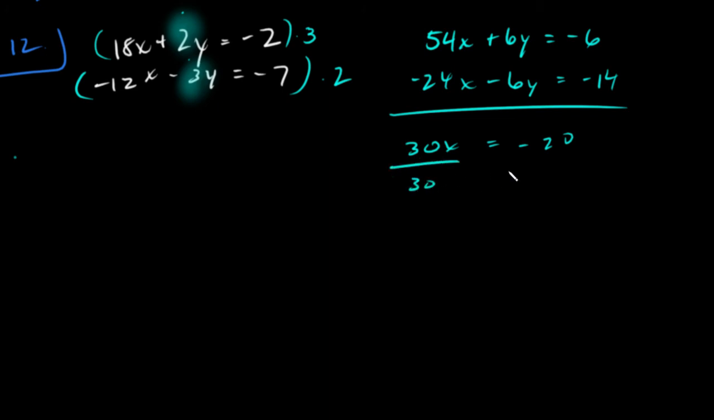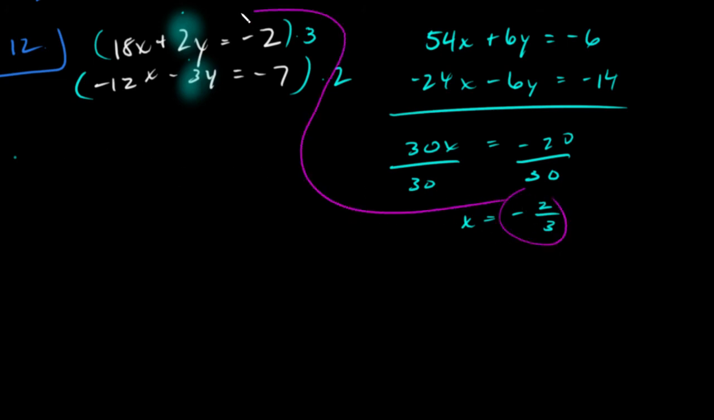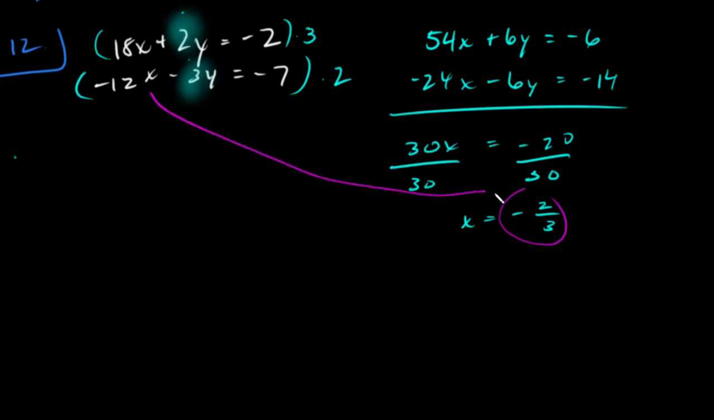Divide by 30, divide by 30, and you get x equals negative 2/3. Okay, I mean, that's definitely a thing. X can definitely do that. Let's plug that in here. Negative 12 times negative 2/3 minus 3y equals negative 7. Oh, good, this works out.